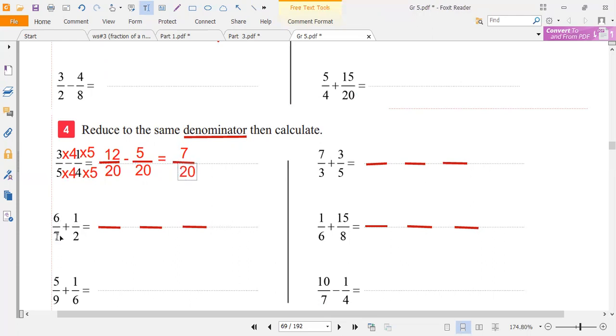Now we have 6/7 plus 1/2. We cannot simplify the fractions. Is 7 a multiple of 2? No. And they are not next to each other. So we have to think like this. We think 7 times 2 is equal to 14, and 14 is a multiple of 2. So we multiply 7 by 2 and 2 by 7.